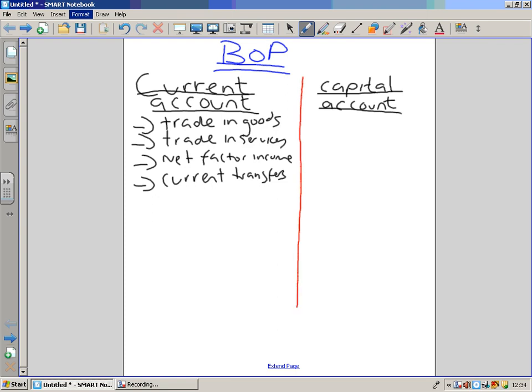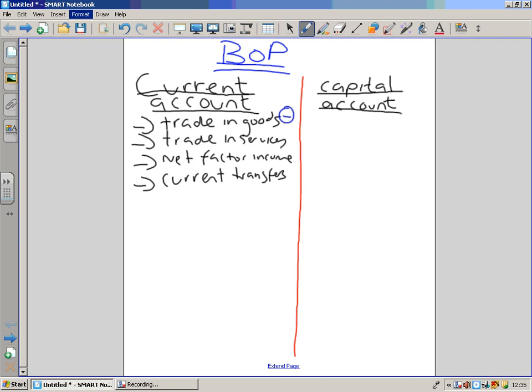So trading goods. This measures our imports of goods against our exports of goods. Overall, the UK has got a deficit in goods. So we import far more goods than we export. So we've got a trade deficit in goods. So the value of imports exceeds the value of exports.